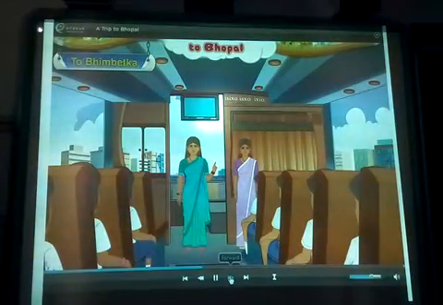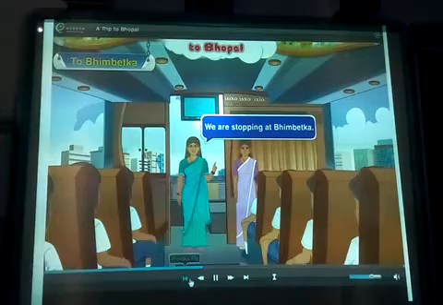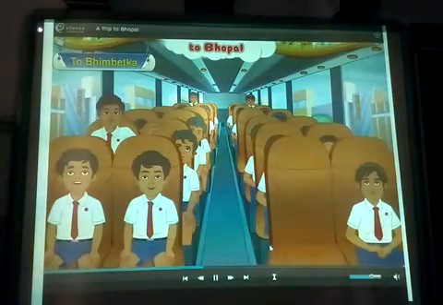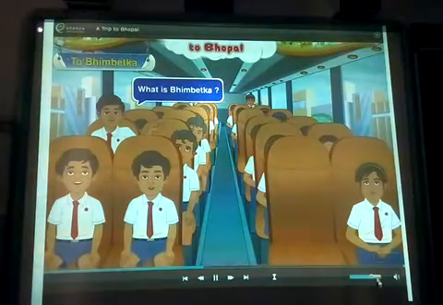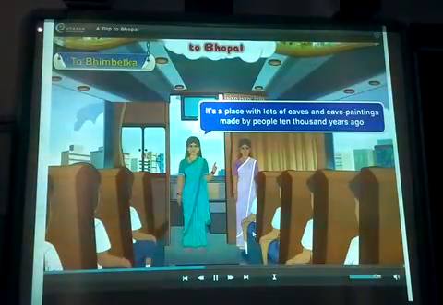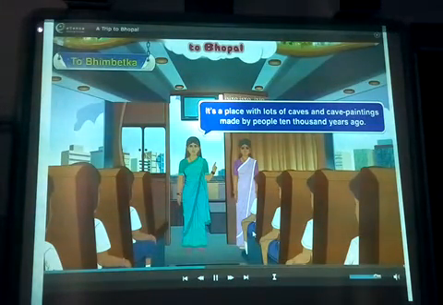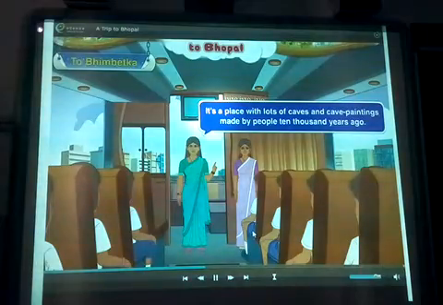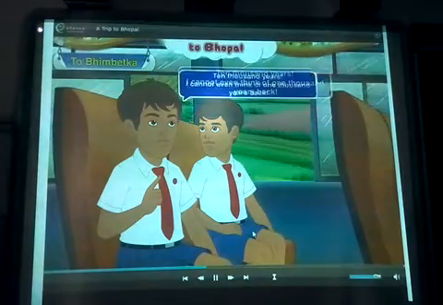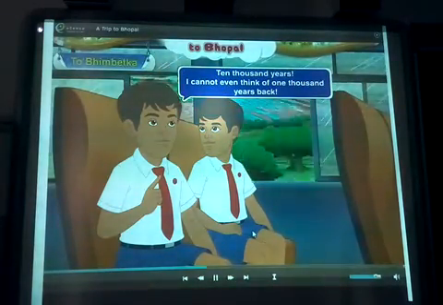Now the children are told that they are stopping at Bhimbetka. Anju, what is Bhimbetka? Miss Raina, it's a place with lots of caves and cave paintings made by people 10,000 years ago. Sumit, 10,000 years.